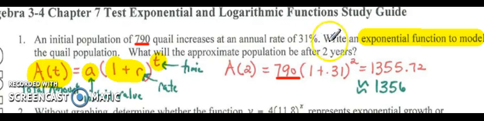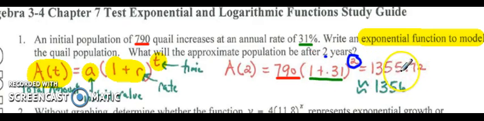My rate is 31%, so 0.31. Then my amount of time after 2 years, that's how I got the 2 here. And I'm going to put it into the calculator just like this. And this is the number I got. I'm going to round it off to the nearest whole number. So that's how I got 1356.